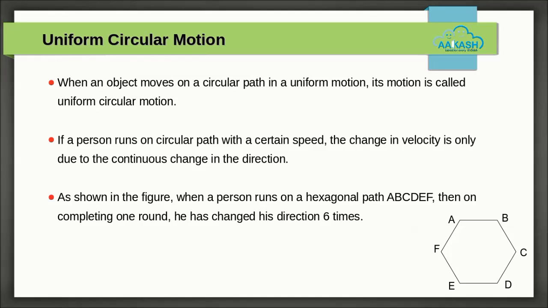Uniform circular motion. When an object moves on a circular path in a uniform motion, its motion is called uniform circular motion. If a person runs on circular path with a certain speed, the change in velocity is only due to the continuous change in direction. As shown in the figure, when a person runs on a hexagonal path A, B, C, D, E, F, then on completing one round he changes his direction 6 times.